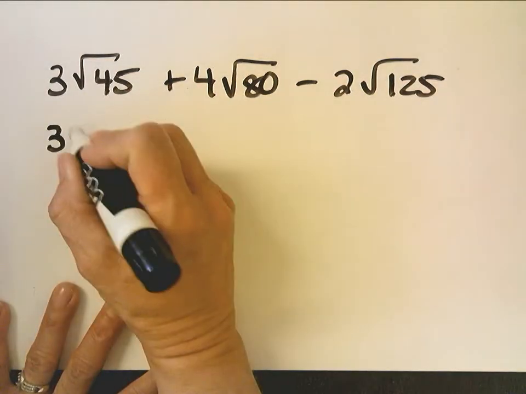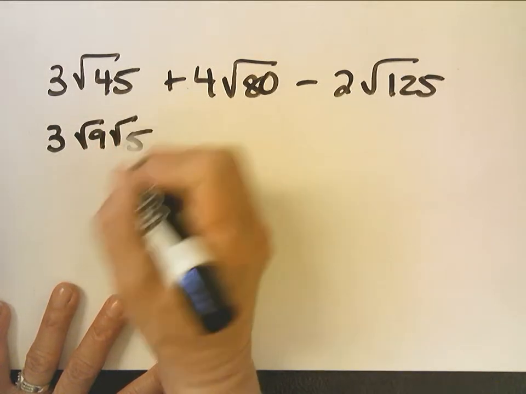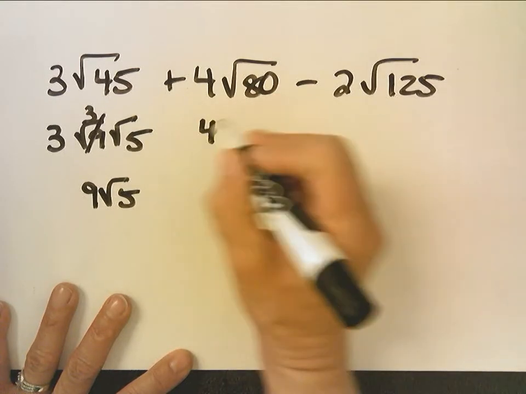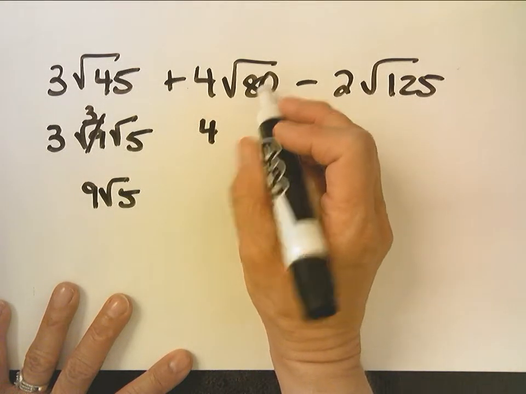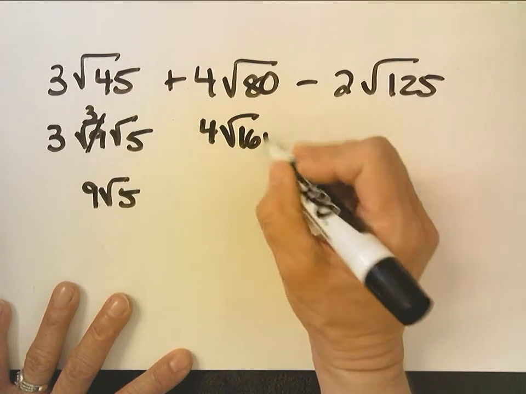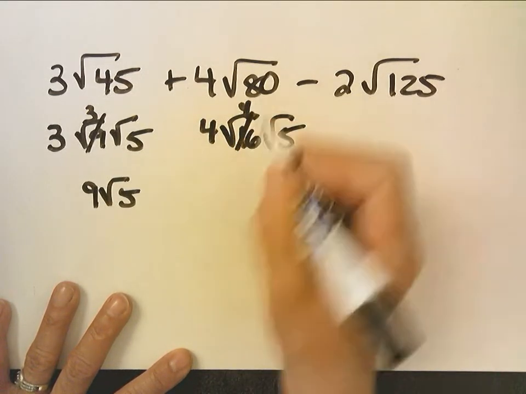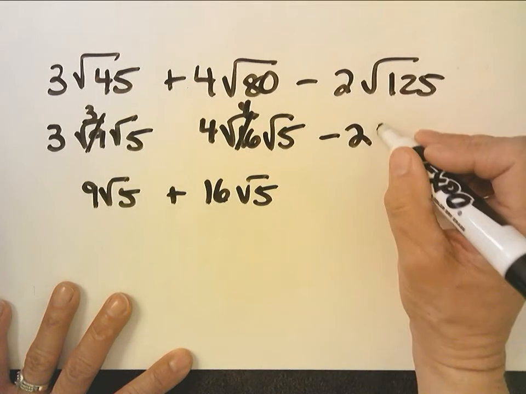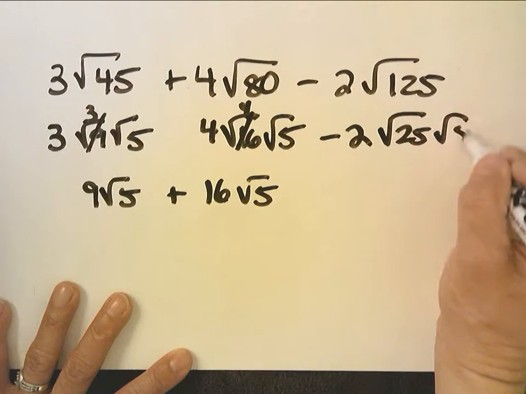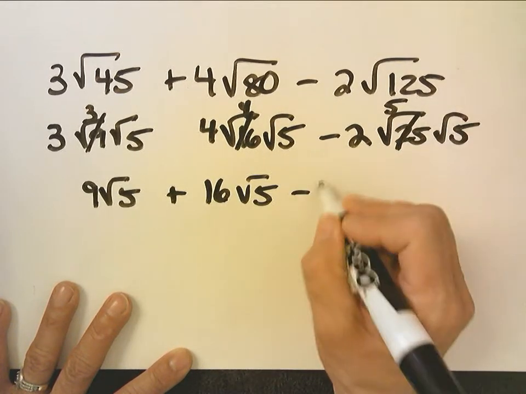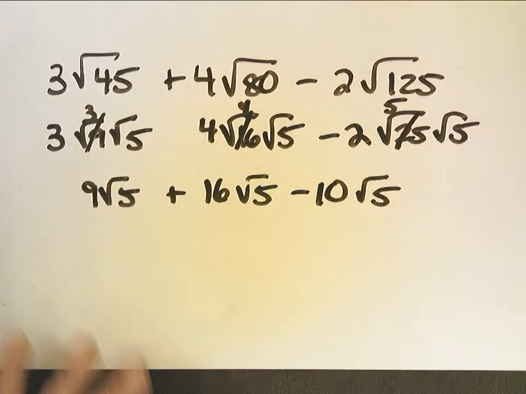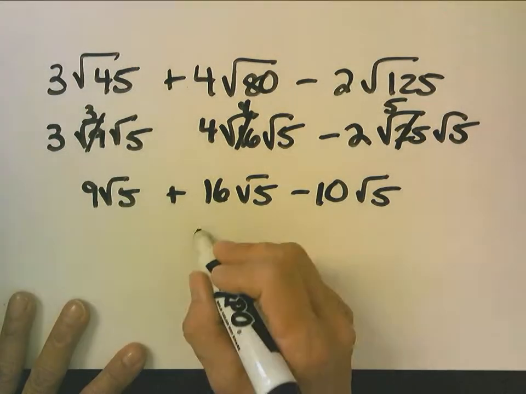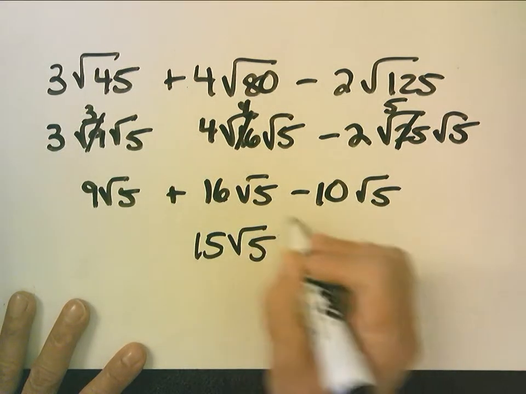So this becomes root 9 times root 5, and that's a 3, so this is 9 root 5. This becomes 4, and 80, believe it or not, is root 16 times root 5. So that becomes a 4, so this is 16 root 5. And then minus 2, this is root 25 times root 5. So that's a 5. Minus 10 root 5. Now they're all root 5s. So 9 plus 16 is 25. Minus 10 is 15 root 5.